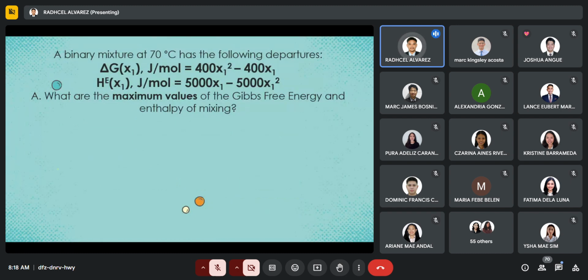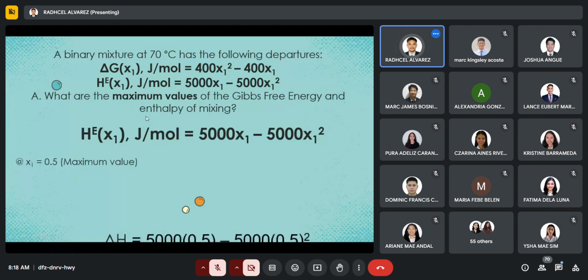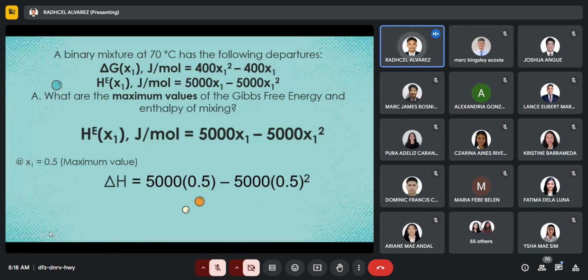Ano naman yung maximum value ng ating enthalpy of mixing? Wait lang. Ayan. So ano ang ating value ng ating enthalpy of mixing? Tapos paki-comment ang inyong sagot. So, enthalpy of mixing, ang gagamitin nyo, yung formula for enthalpy, yung departure function. So, again, maximum value ang hanap natin. So, 0.5 ang gagamitin na value for our x1. So, ano nakuha yung value?